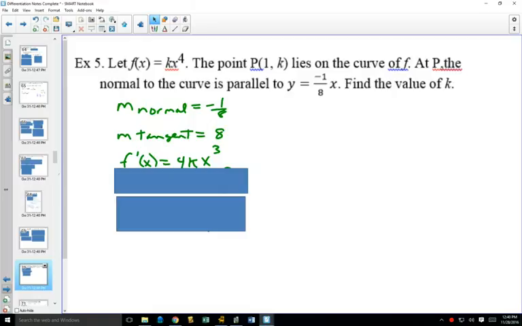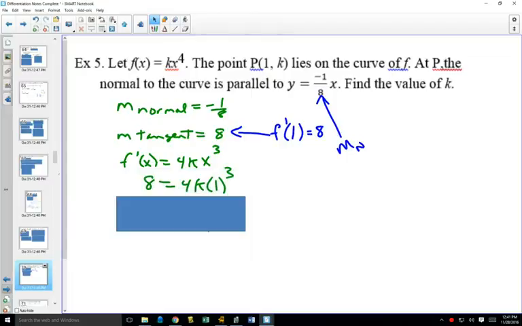The fact that the normal is parallel to this line, does it make sense that they're telling us the slope of our normal line right there? And then if we know the slope of our normal line is negative 1/8, we would know that the slope of our tangent is 8. And if we know the slope of our tangent is 8, that means that f prime at 1 is equal to 8. And we can use that information to plug in 1 for x and 8 for the slope and solve for k.